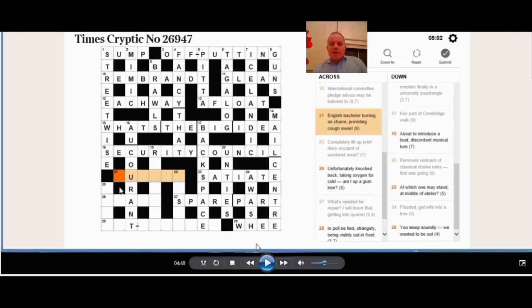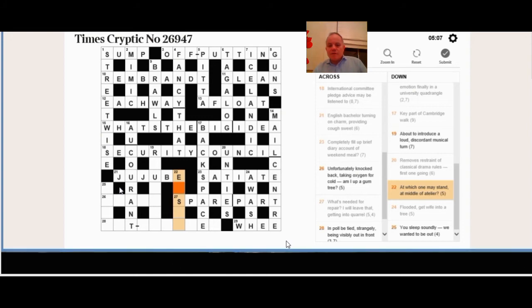And happily, the only one I know begins with a charm, and that's an unusual definition for juju, and gives us a cough sweet, which is the also unusual jujube. So there's certainly a bit of general knowledge going on there. Luckily, something I have come across before, both juju and jujube. So pretty difficult, I thought that one was, but luckily it didn't hold me up too much because of that English bachelor.